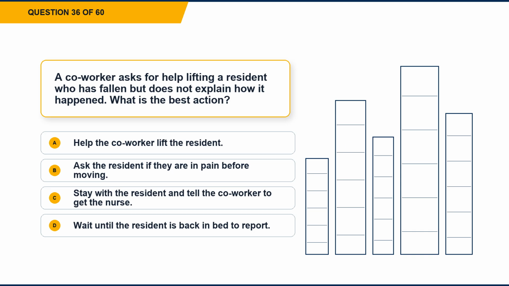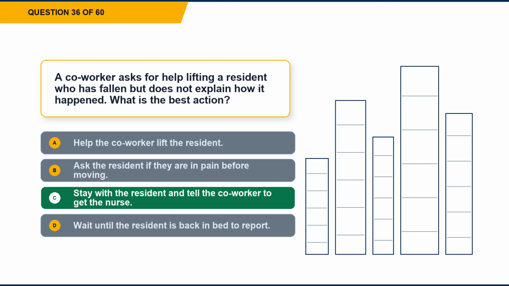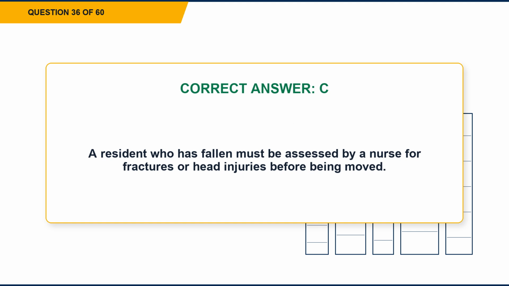Question 36. A coworker asks for help lifting a resident who has fallen but does not explain how it happened. What is the best action? Option A, help the coworker lift the resident. Option B, ask the resident if they are in pain before moving. Option C, stay with the resident and tell the coworker to get the nurse. Option D, wait until the resident is back in bed to report. The correct answer is option C, stay with the resident and tell the coworker to get the nurse. Explanation. A resident who has fallen must be assessed by a nurse for fractures or head injuries before being moved.